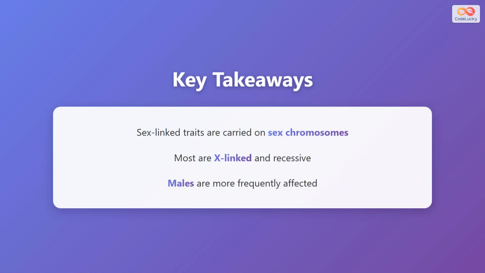Let's review the essential concepts. First, sex-linked traits are carried on sex chromosomes, primarily the X chromosome. Second, most sex-linked traits are X-linked and recessive in nature. Third, males are more frequently affected by X-linked recessive conditions because they have only one X chromosome and therefore no backup copy to mask recessive alleles. Understanding these patterns helps explain why certain genetic conditions run in families and affect one sex more than the other.